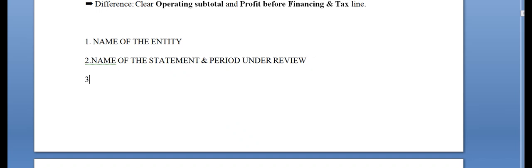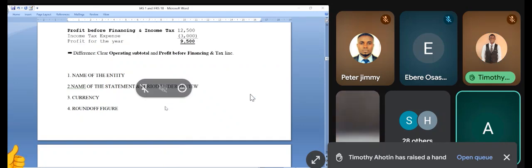Number 3 thing that you must state is the currency. The denomination that you are using, you must state it. Very important. And then the 4th thing is the rounding of figures. You must tell us the rounding of figures. If the question states rounding off to a million, state it. If the question states in thousands, state it in thousands. If it is in billions, state it in billions. This is very important.